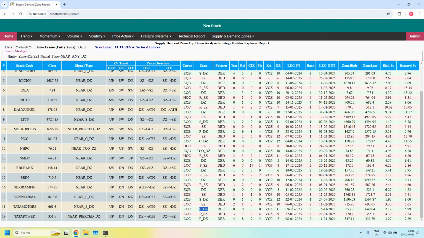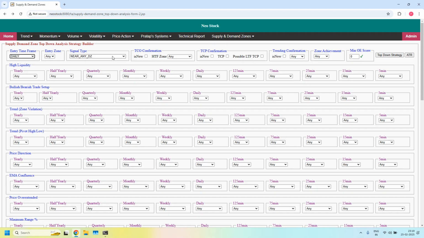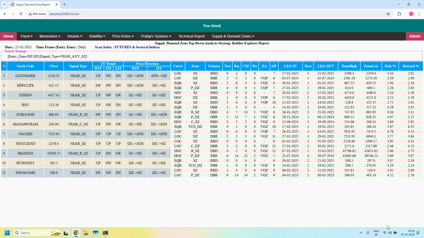But Tata Motors is a 2023 stock, so you won't be having a fine-tuned 5-minute zone in TradingView. Okay, this is about high liquidity demand zones. Next, for daily time frame, let us find the stocks near daily supply zone. We got 11 stocks. Out of these 11, how many daily high liquidity supply zones are available? Let us identify.